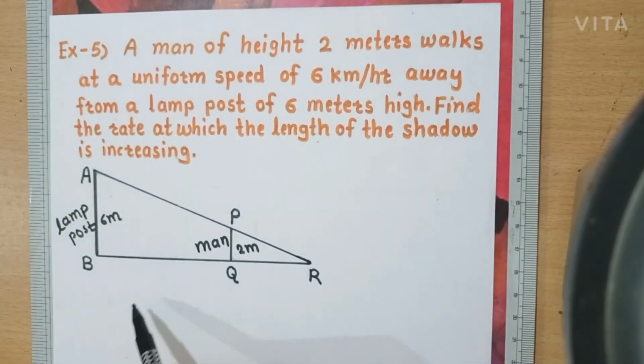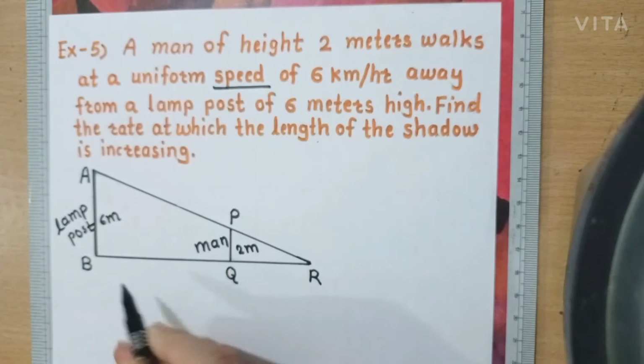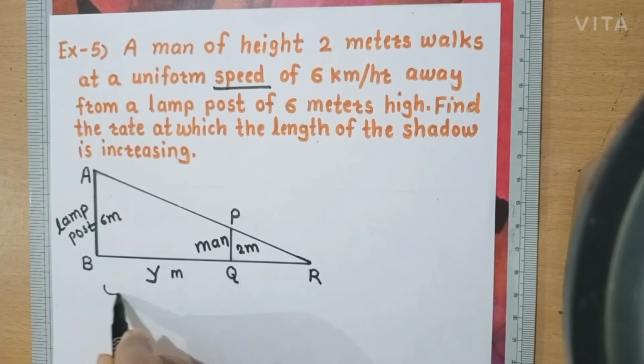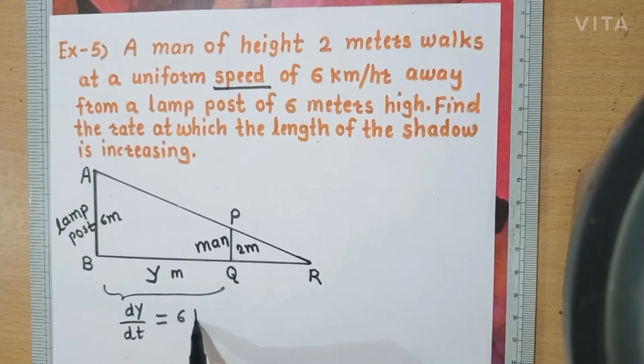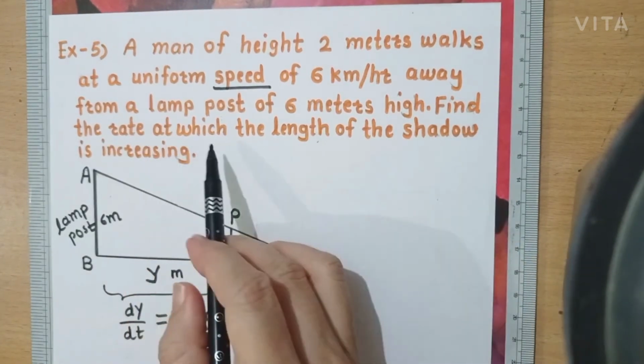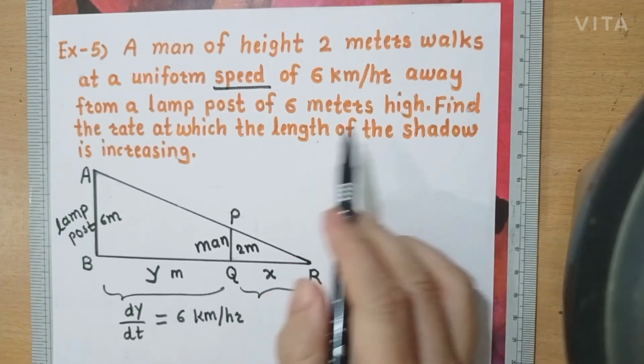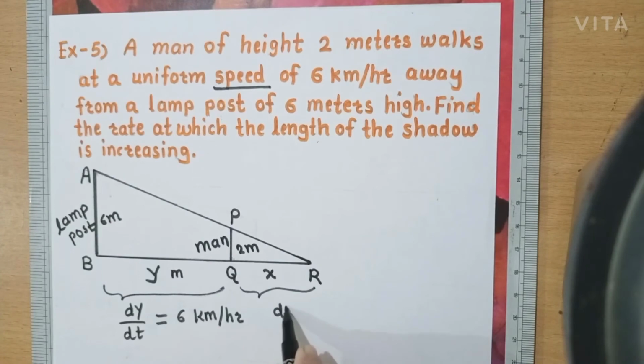Speed is given. So speed means distance upon time. We don't know distance, so we will assume this BQ is y meter. So we have given this dy by dt, and that is equal to 6 km per hour. And find the rate at which the length of the shadow. Now QR is length of shadow, we will assume that is x meter. So this is length, and we have to find the rate. So dx by dt we have to find here.